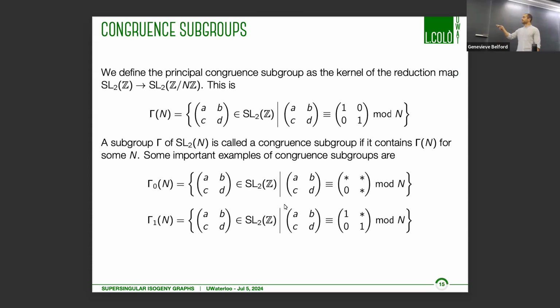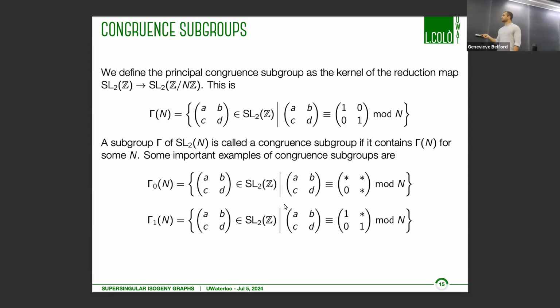Inside SL2(Z), we have some special subgroups, which are the principal congruence subgroups, defined by Gamma(N) for some integer N. These are those matrices that reduce to the identity modulo N. You can think of that as the kernel of the map from SL2(Z) to SL2(Z/NZ). And we say that a subgroup Gamma of SL2(Z) is a congruence subgroup if it contains one of these principal congruence subgroups for some N. And that N is the level of the congruence subgroup.